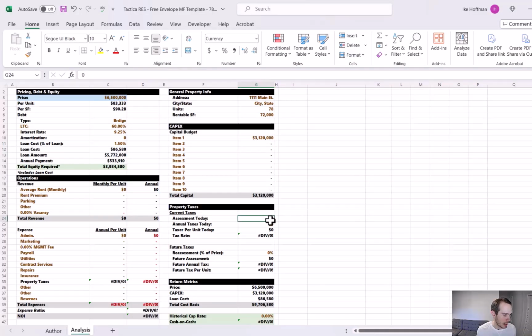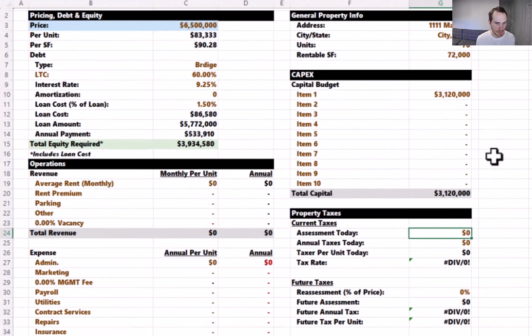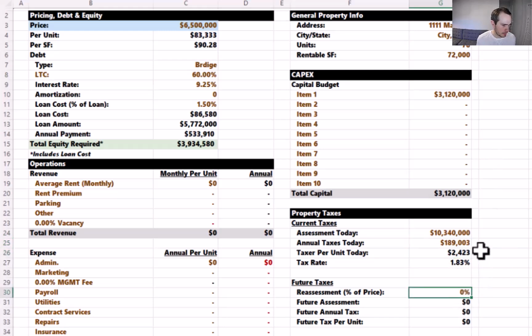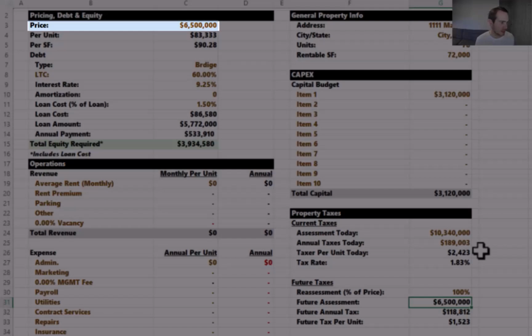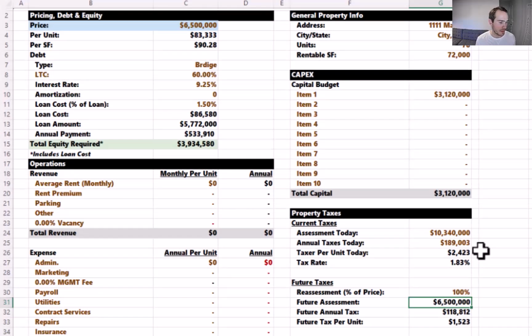And then we can come down to the property tax section. It's easy to find property tax information online. We'll say the current assessment is 10.34 million, and that the tax payable this year is $189,000. And then the reassessment is a percentage of purchase price. We're just going to put in 100% for now. If you notice, we'd be paying significantly less, the 6.5 million, than what the property is assessed at. So ideally, property taxes would decrease. But for the sake of time savings, I'm going to back into an expense ratio. So it doesn't really matter where the expenses are coming from, whether it's property taxes, payroll, repairs and maintenance.